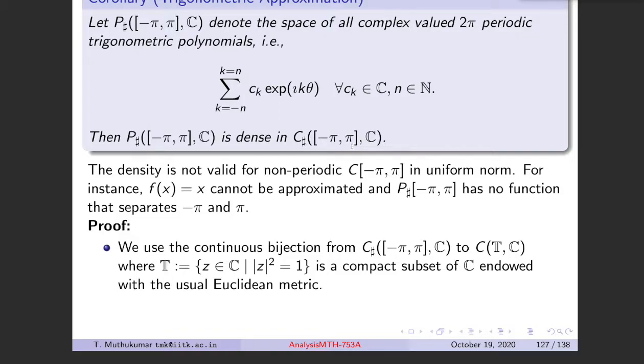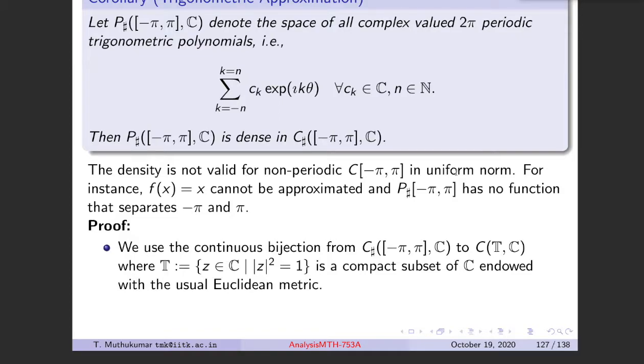So this kind of proves, so we have seen the polynomial approximation of continuous functions. Now we have seen the trigonometric approximation of 2π periodic functions and so on. In the case of periodic functions, we are only proving the density in the class of 2π periodic functions, but not in the class of all continuous functions. And I have already given one example here, like the identity function and so on. So it's kind of not true, and it fails because of the uniform norm.